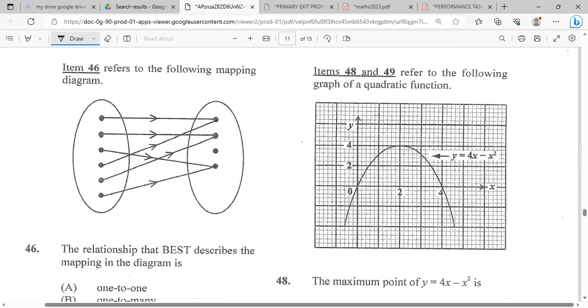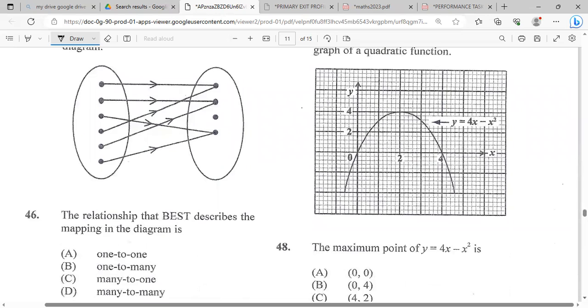Item 46 refers to the following mapping diagram. The relationship that best describes the mapping in the diagram is it one-to-one, one-to-many, many-to-one, or many-to-many? So clearly we can see that over here, one is receiving many. So it's one-to-many. So 46 is B.